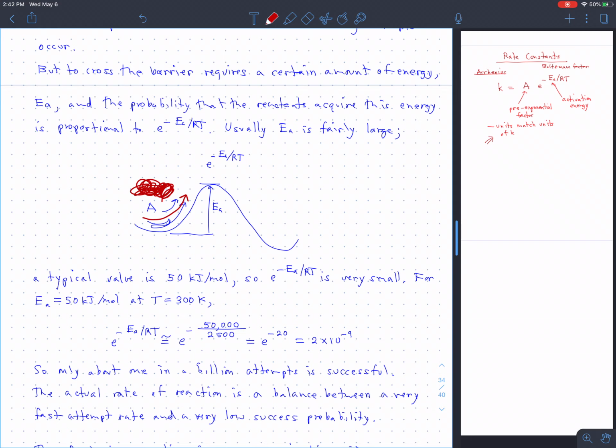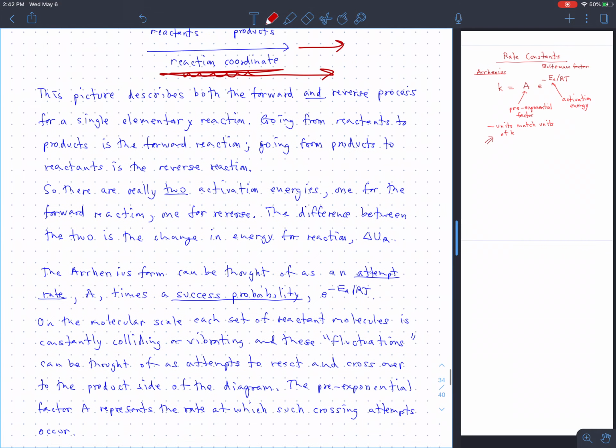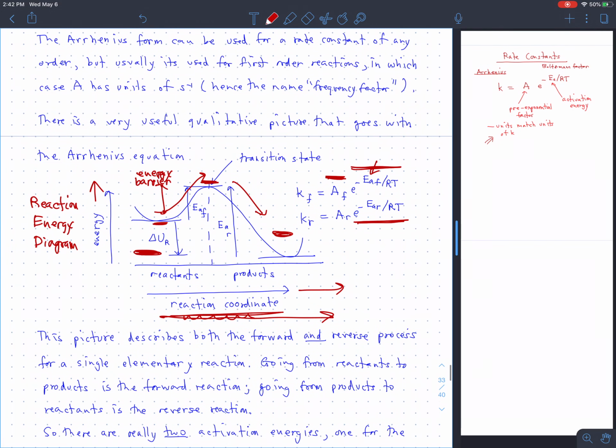And the only question then is, do they have enough energy to actually carry out the attempt? And the answer to that is, there's a probability for that. It's e to the minus EA over RT. So A is the rate or frequency at which attempts are being made to cross the barrier, and e to the minus EA over RT is the probability that that attempt was successful. That's the sort of qualitative, at least, understanding of where the Arrhenius form comes from.